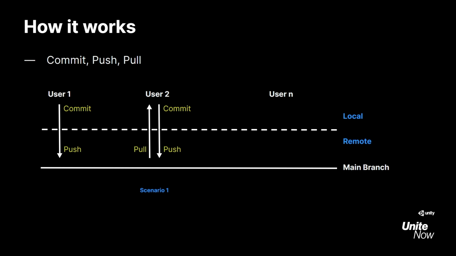The second scenario is when user N has already started making changes in the repo, but we know that user 1 and 2 already pushed changes that user N didn't pull yet. In this case, user N needs to commit his changes first, and then he is not allowed to push them yet. The user needs to pull the changes made by other members of the team and then push his changes.